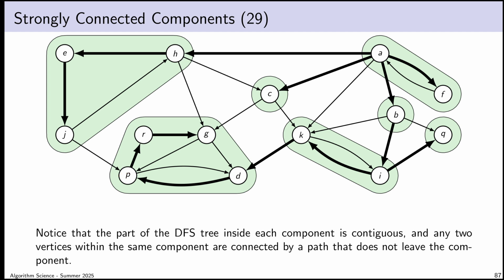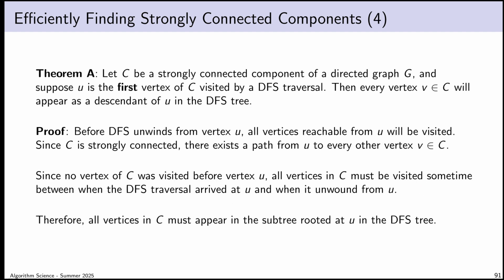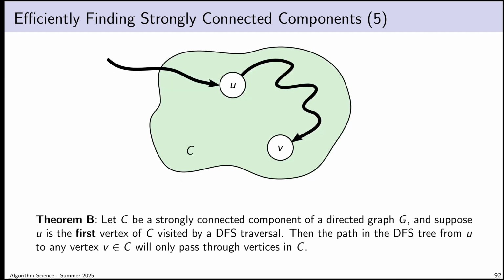It turns out that if I look inside of a component and I consider some DFS tree that reached the component, paths between two vertices in the component will stay inside the component. And that's my theorem B. Okay, so let C be some strongly connected component of a directed graph G. And again, suppose that U is the first vertex of that component that is visited by some DFS traversal. Who cares where the DFS traversal originated? It just comes in from the outside world. The theorem is that the path in the DFS tree from vertex U to any other vertex in the component will only pass through vertices in that component.